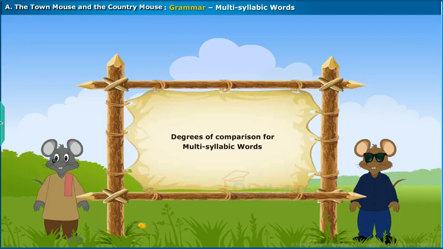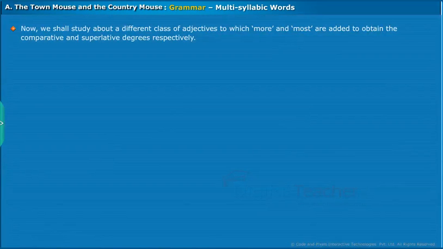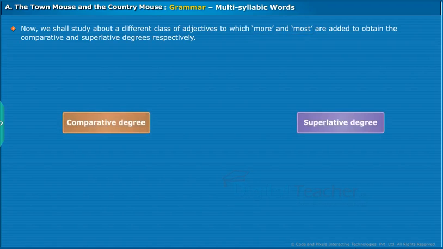Degrees of comparison for multisyllabic words. In this section, we will learn about degrees of comparison for multisyllabic words. Now, we shall study about a different class of adjectives to which more and most are added to obtain the comparative and superlative degrees respectively.